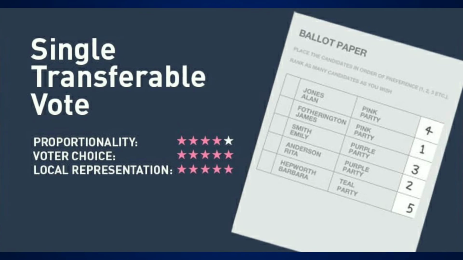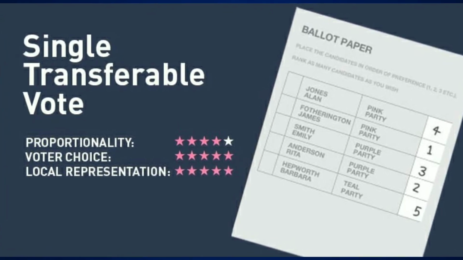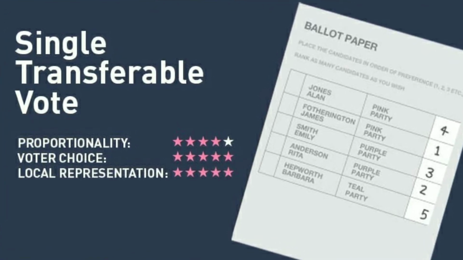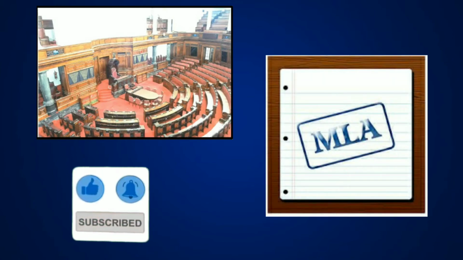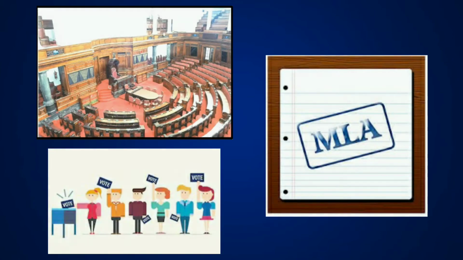Guys, the election of members of Rajya Sabha is a complicated topic which we will understand in detail in another video. But one thing you all need to know is that the members of Rajya Sabha are elected by the MLAs, which means that the members of Rajya Sabha are indirectly elected by the people.